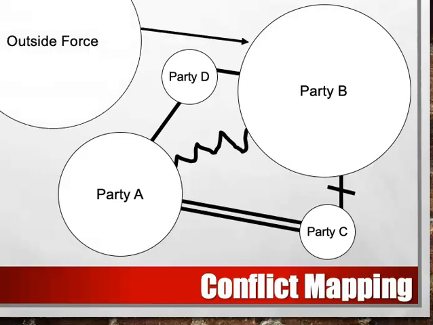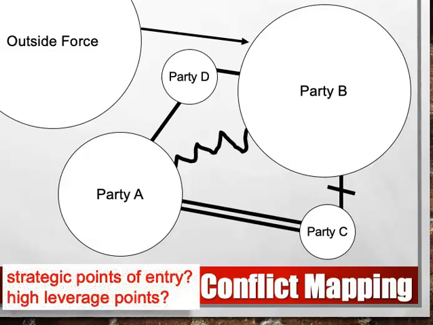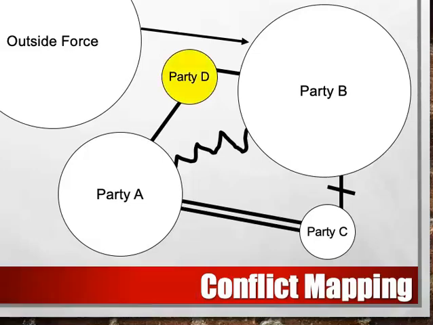Now that we have all the parties in place, we can look for any strategic points of entry, or to draw from the language of systems thinking, high leverage points. These are key points in the conflict system that can be engaged with to help make the conflict more constructive. There are actually two in this case. Can you see them? I'll give you a minute. Here's one. Party D has a relationship with both of the conflicting parties. This indicates that this party might be able to act as a mediator or otherwise help facilitate more constructive conflict processes. Did you see the other strategic point of entry?